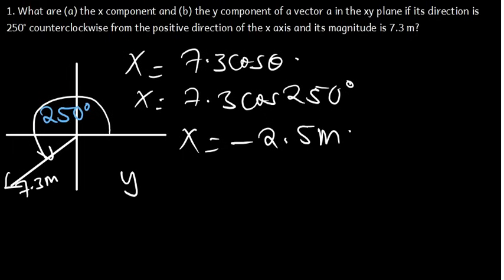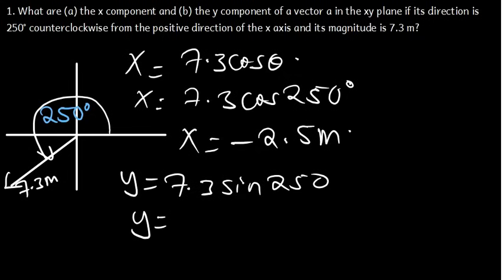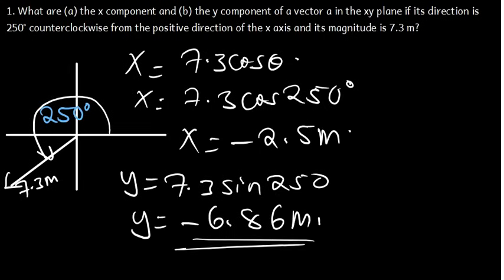The y component is going to be 7.3 sine theta, which is 250. So we're going to have the y component: 7.3 sine 250 degrees. So I'm getting negative 6.86 meters. So these are the x and y components of the vector.